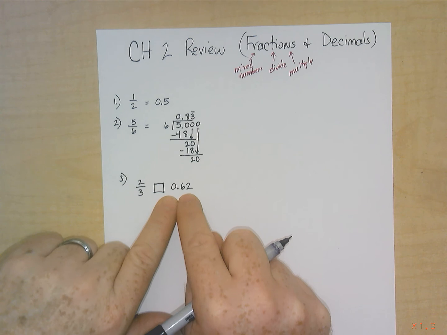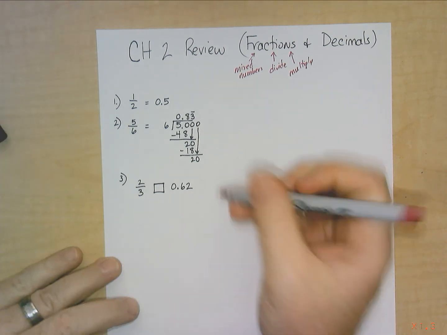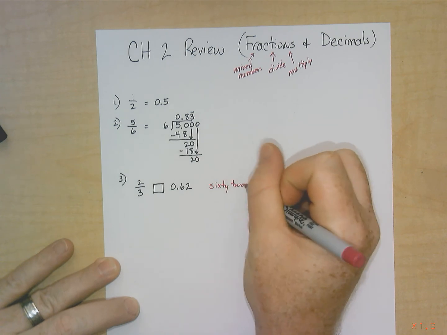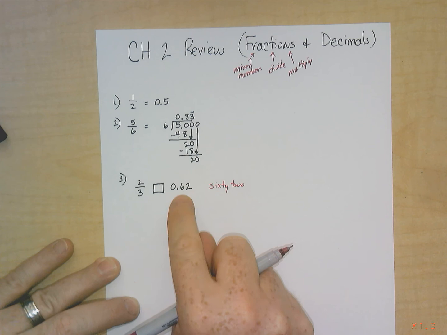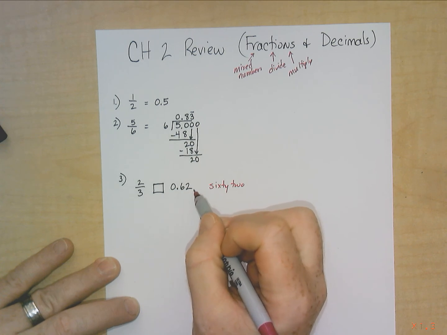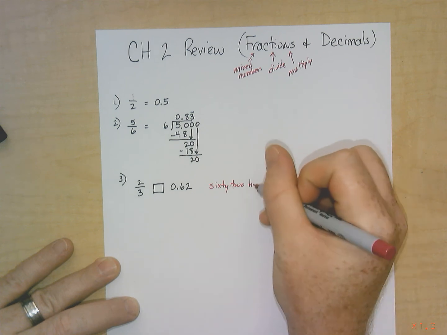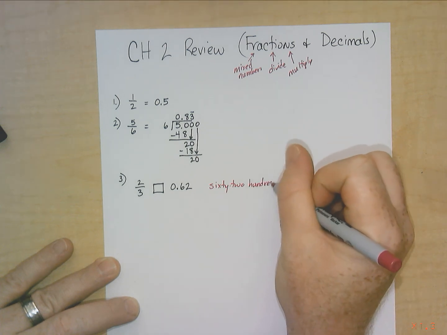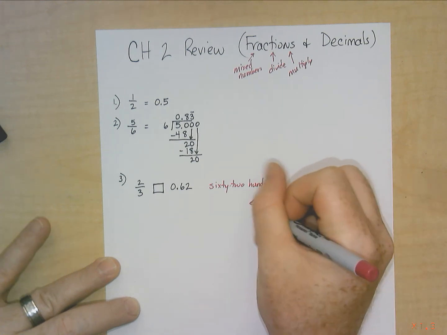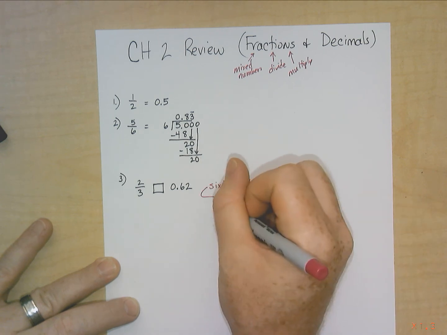And if you remember how to read that, that would be 62 hundredths, right? The 2 is in the hundredths place. Remember, that's the tenths place, hundredths place. If we had another decimal, that would be the thousandths place. So this is 62 hundredths. Now the hundredths is your denominator, and your numerator is 62.